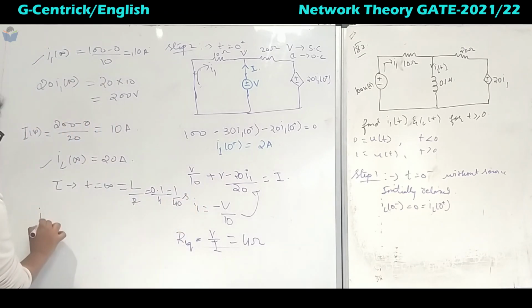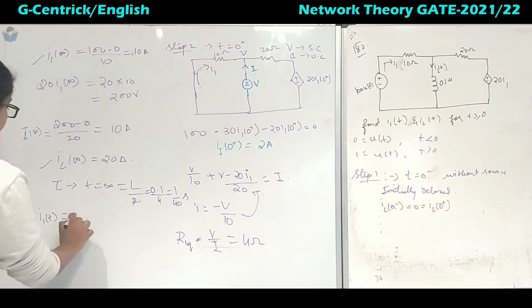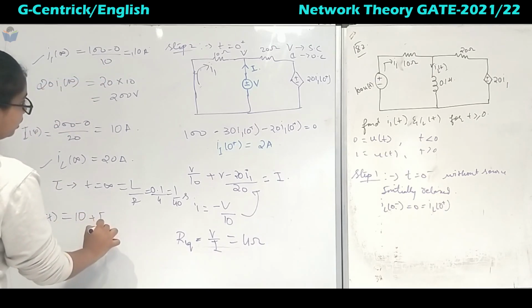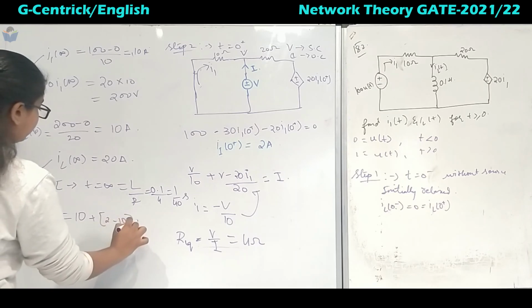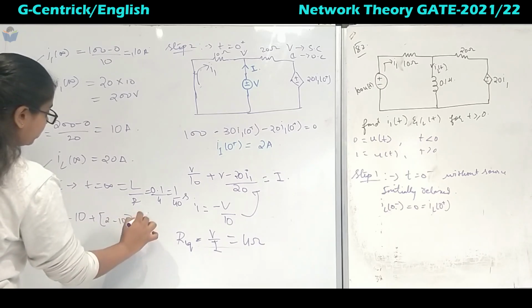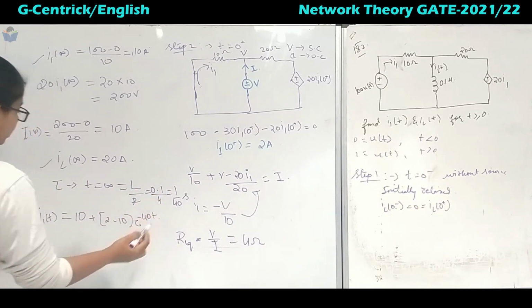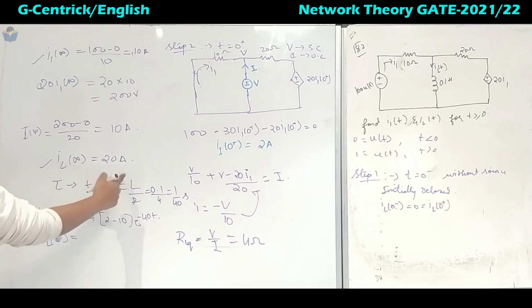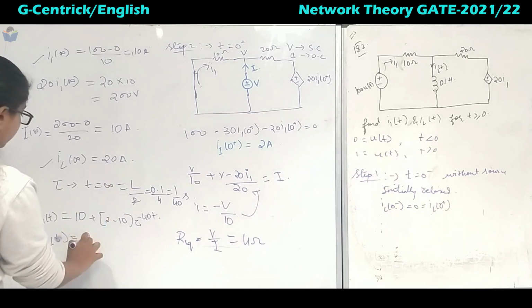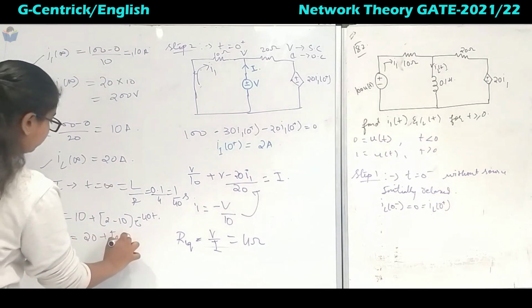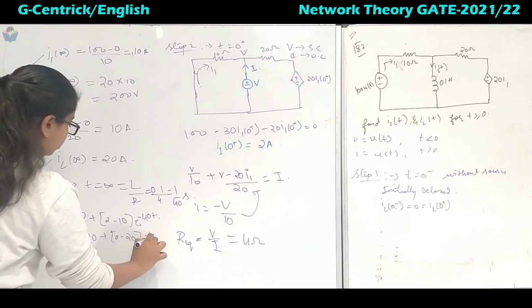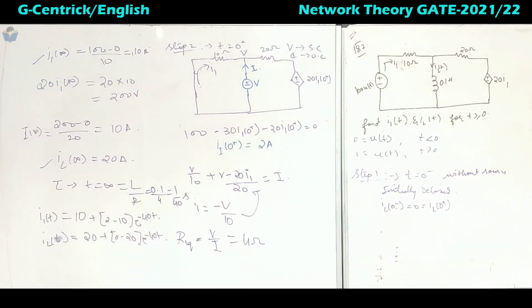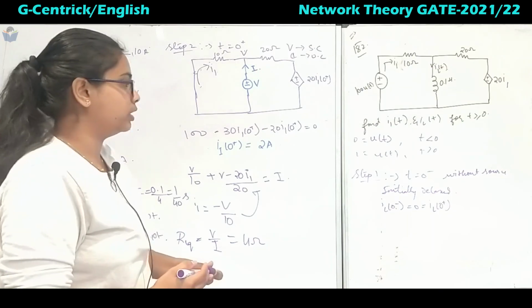So I1 of t is nothing but the final value, that is 10 ampere, plus the initial value 2 minus 10, into e to the power minus 40 t. Similarly for IL of t, what is the final value for this one? 20. Initial is 0, so 0 minus 20, e to the power minus 40 t. So this is how you will solve the question.